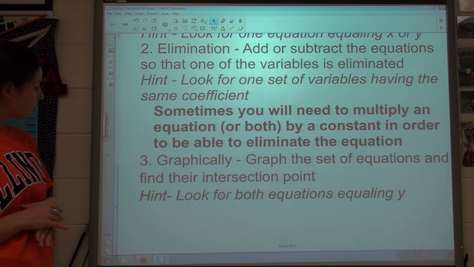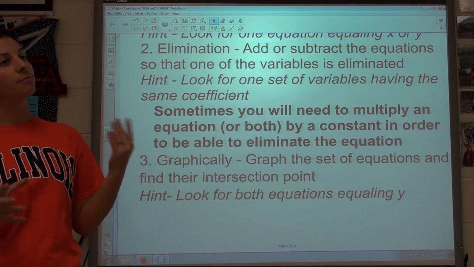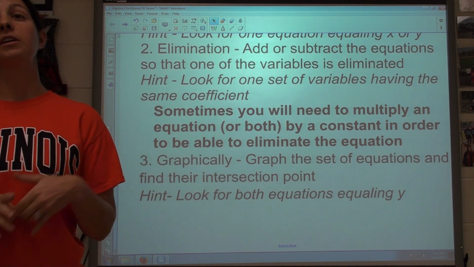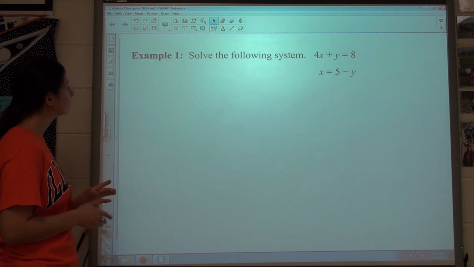You're going to graph the set of equations and then find their intersection point. What you're going to look for on that one is if both equations are equal to y. Graphing is probably the way you want to go. So let's do a couple examples.